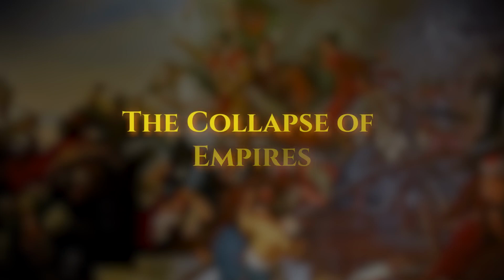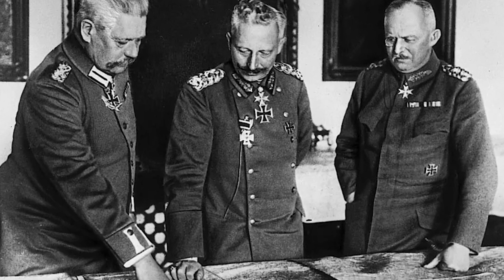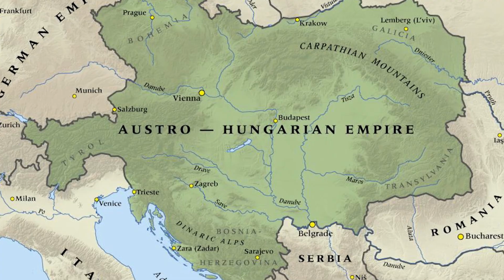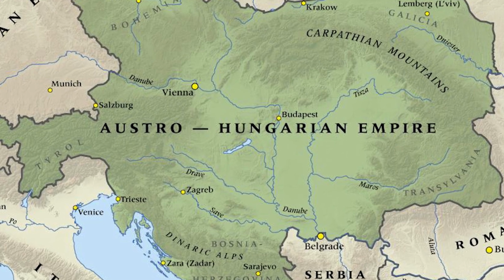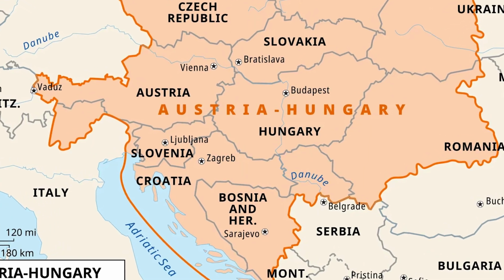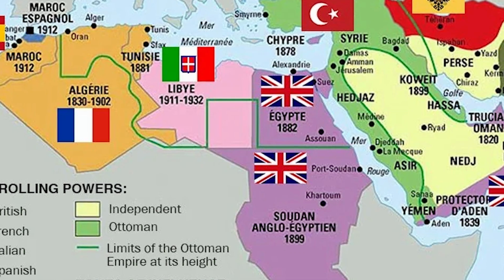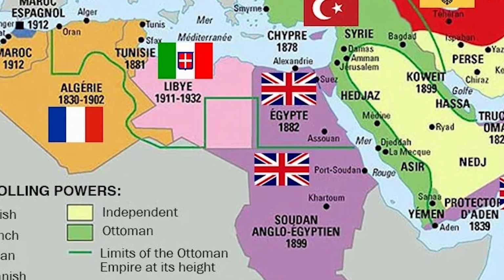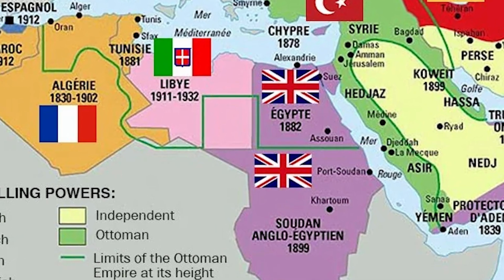The collapse of empires. The war also led to the collapse of several of Europe's most powerful empires. The Austro-Hungarian Empire disintegrated, giving rise to new nations such as Czechoslovakia and Yugoslavia. The Ottoman Empire fell apart, leading to the creation of modern states in the Middle East like Turkey and Iraq.